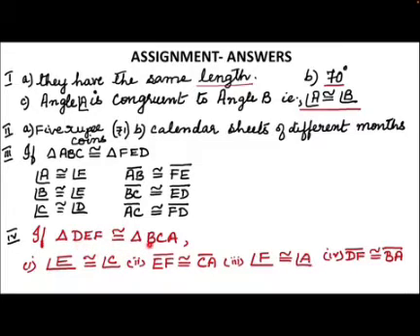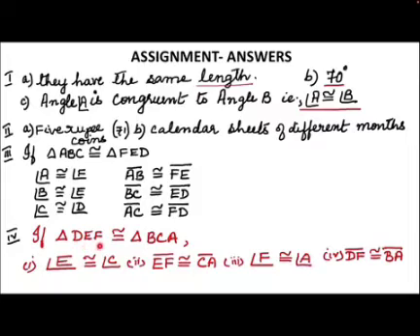D corresponds to B. Agreed? E corresponds to C. F corresponds to A. Okay, children? Now the question is, write the parts of triangle BCA that correspond to the given angles. The first one is, what part corresponds to angle E? Clearly, to angle E, angle C corresponds. Is it not? So I have written angle E is congruent to angle C. Then side EF is congruent to side CA. See the order. CA.